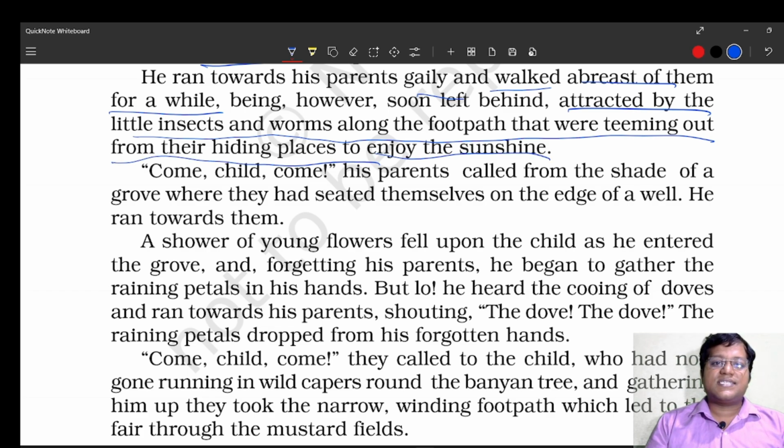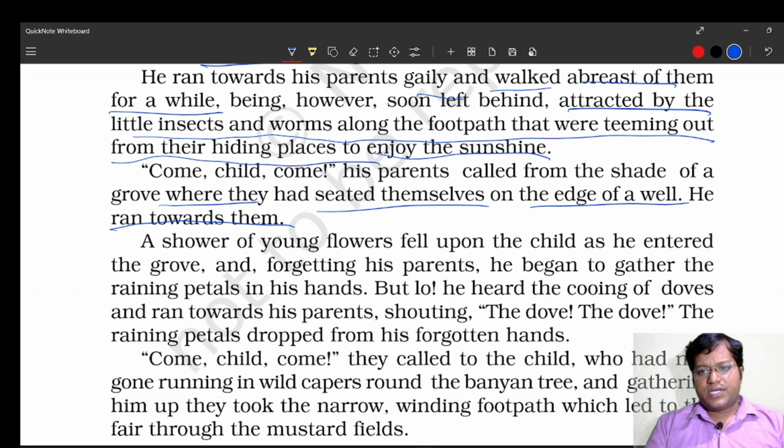Then he saw some insects and worms which were coming to the footpath during the winter season because of the cold wind. They were coming to enjoy the sunshine, the heat of the sun. "Come, child, come," his parents called from the shade of a grove where they had seated themselves on the edge of a well. He ran towards them. After walking for a while, they wanted to take a rest. So they sat beside the edge of a well, but the boy was not sitting, he was running, circling around the well.